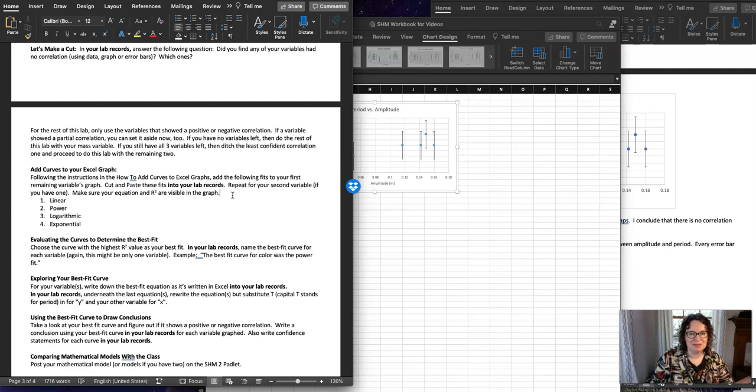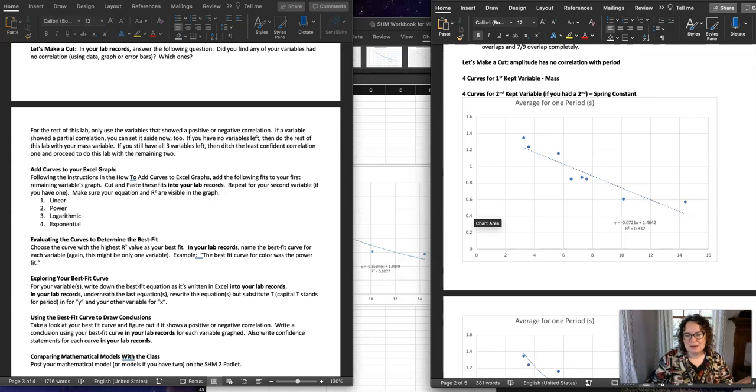I'm going to pause too and make some equations and put them into mine. So go ahead and pause and do those 4 fits and paste them for 1 or 2 variables into your lab records. So you'll have either 4 graphs going in or 8. Go ahead and do that now. I'll see you in a few minutes.